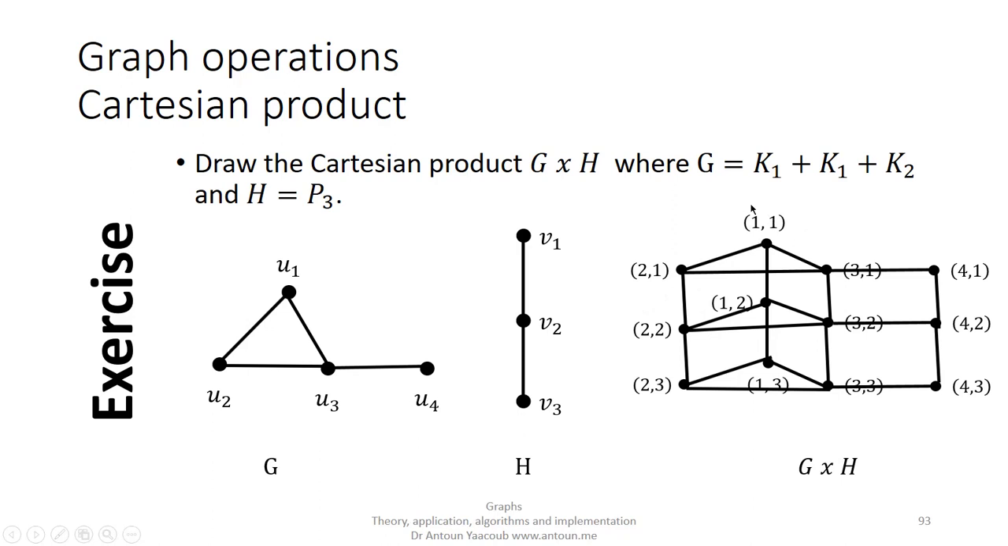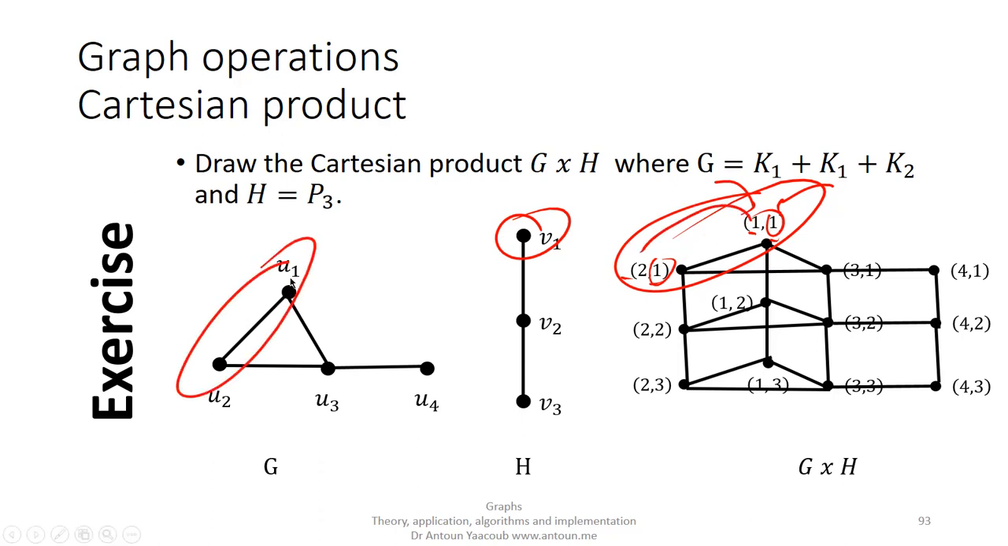So the vertices in the Cartesian product are pairs. For the first one we look at the first graph, and for the second we look at the second graph. Let me give you, for example, this edge. I have here 1 1 and 2 1. So 1 1, this is vertex v1, and I will see if there's an edge between 1 and 2 in the first graph. Yes, there's an edge between 1 and 2 in the first graph.